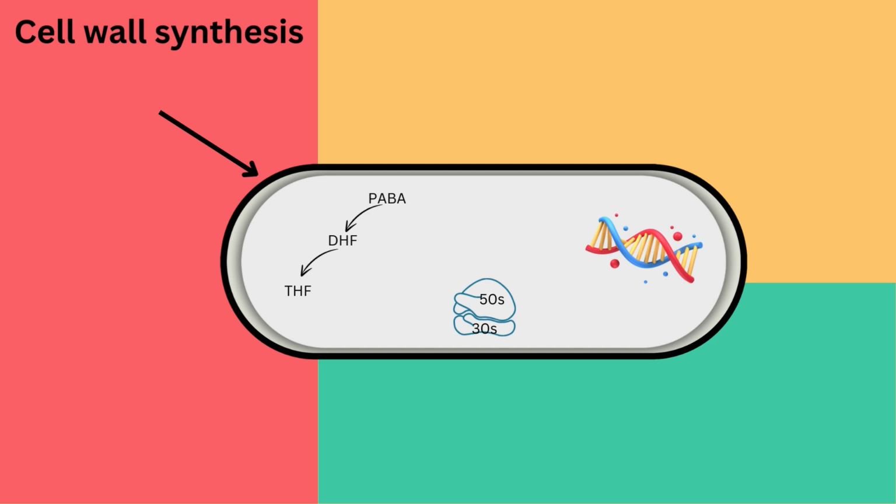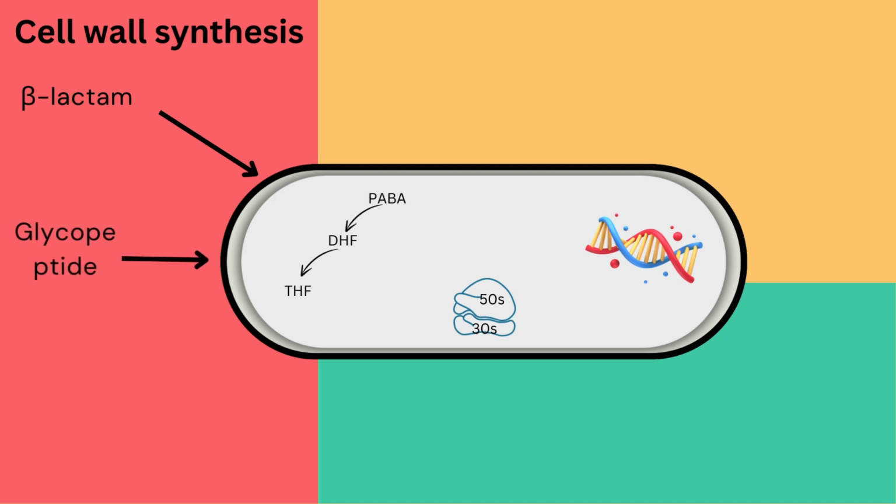The first action is on the cell wall synthesis. All beta-lactams bind to and inactivate the enzymes that are required for building bacterial cell walls. This loss or damage of the bacterial cell wall leads to the cell death.